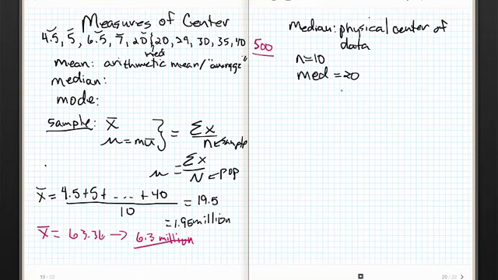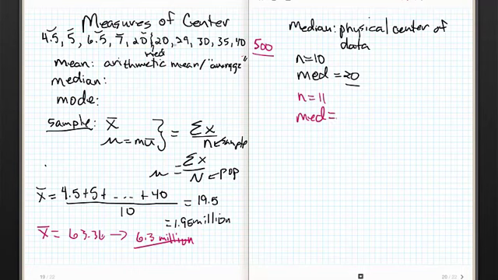Now notice the difference between 20 and 63.36. Notice the difference between 20 and 19.5. 19.5 and 20 are really, really close. Now, let's go ahead and figure out the median when I have this new data value. Now notice that n equals 11. So when I go to look for the median, watch what happens.